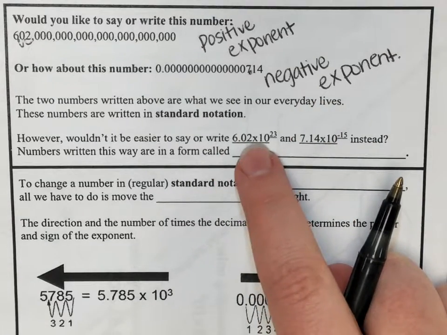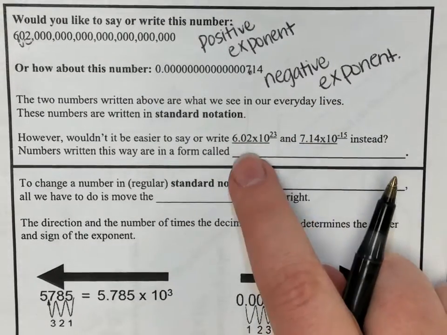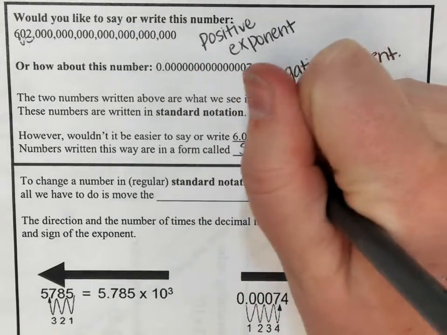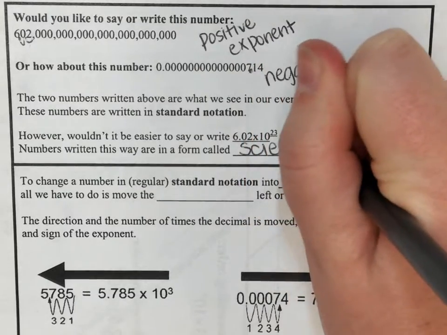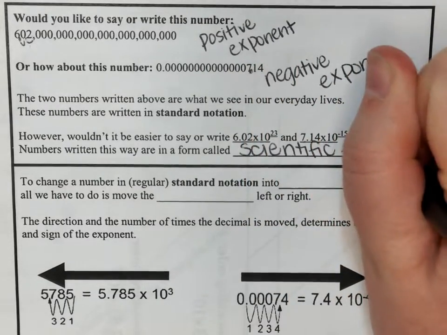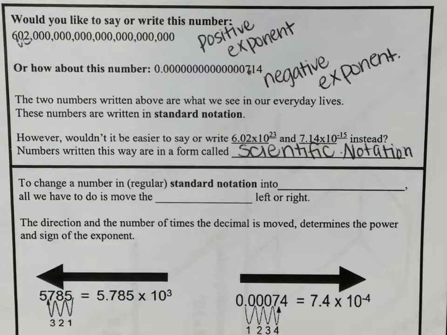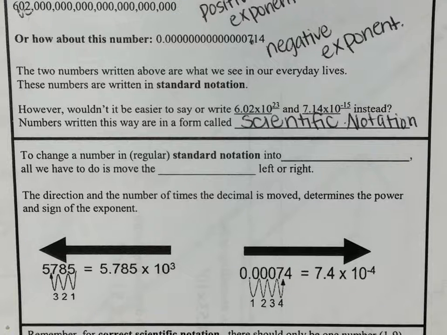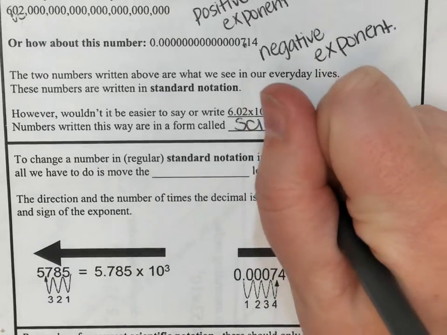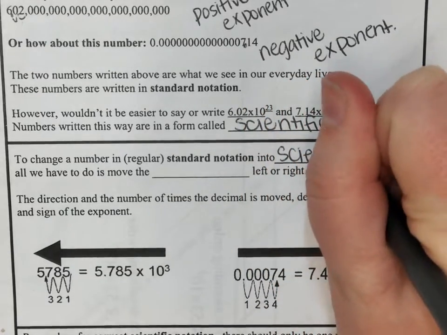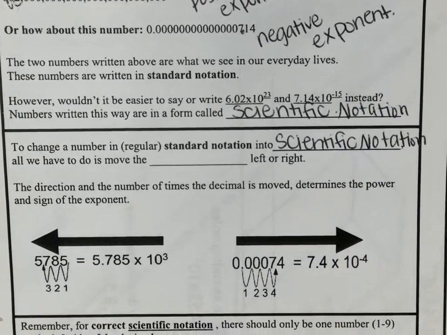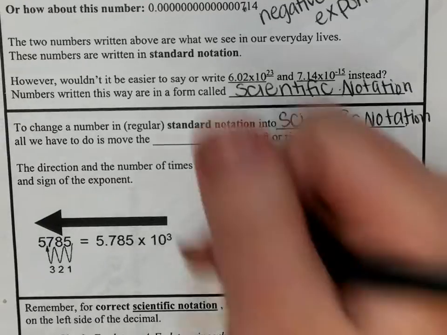And if we write it in the format times 10 to an exponent, what do we call this again? What notation? Scientific notation. Okay, so to change a number in regular or standard notation into scientific notation, all we have to do is move the what? The decimal. We're moving the decimal.